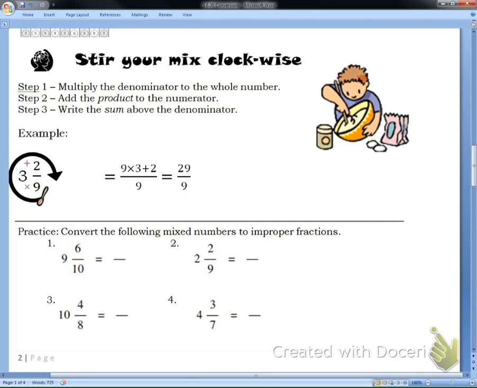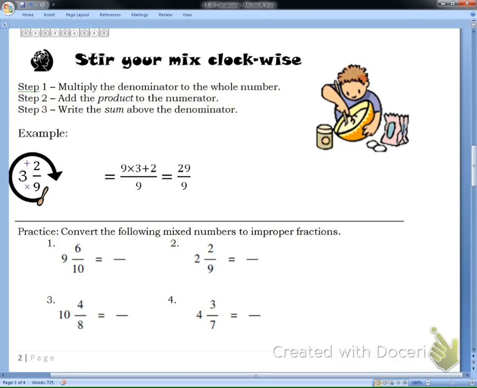To convert a mixed number into an improper fraction, you'll use 3 easy steps. And remember the word mixed fraction? Think of it like a mixing bowl. You're always going to mix or stir clockwise to solve these. So you start at the bottom, like you see here with my little mixing spoon, and you're going to multiply your denominator times the whole number, and then add your numerator. That answer you will write over the original denominator.